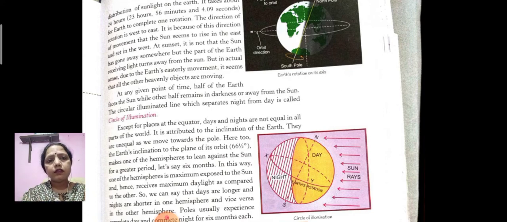The circular line which separates night from day is called the circle of illumination. Here you can see the picture of the earth. One side is dark and another side is light.